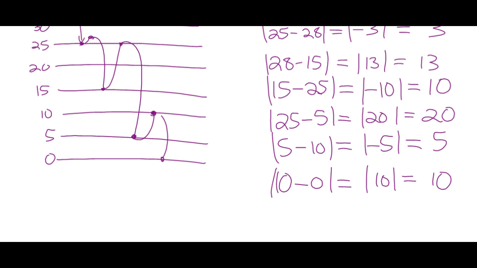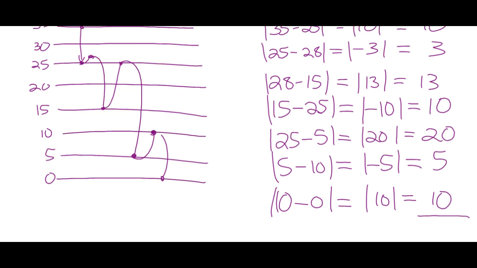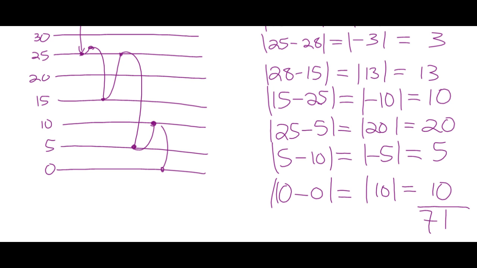So how far has the ball traveled? What do we got? 13, 26, 36, 56, 61, 71 yards. So the ball, what's the ball's displacement? 35 yards. Okay. But the distance it traveled was 71 yards. Okay. How do we find that? Really just, where did you start, where did you end?